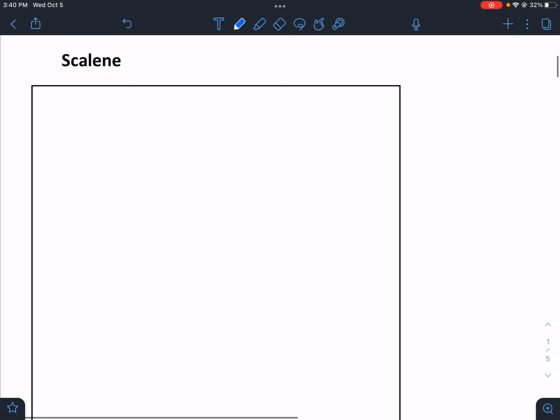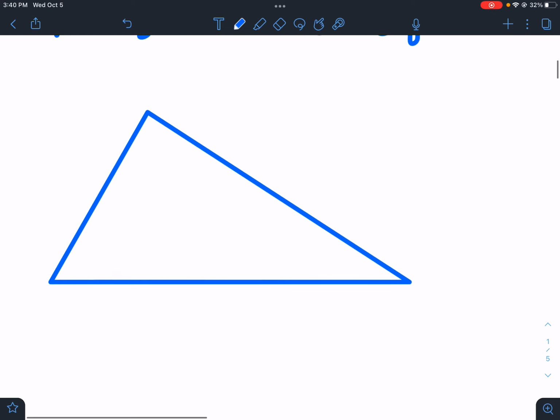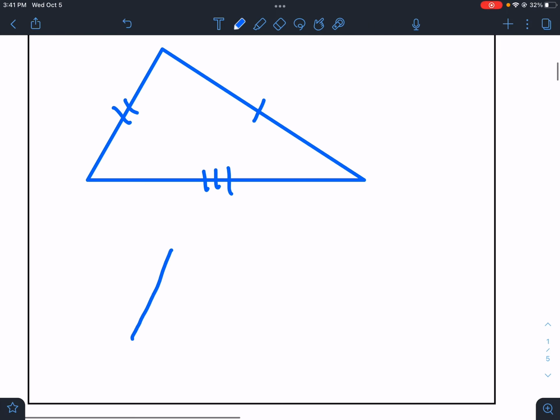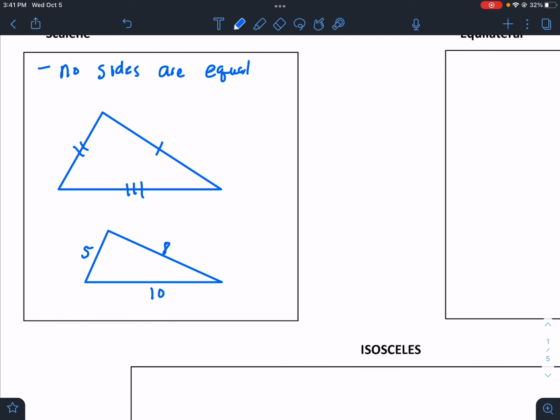The first one is scalene, and a scalene triangle means that they have no equal sides, or no sides are equal. So how could we draw that out? Well, if I have a triangle here and I wanted to show someone, hey, this is scalene, I could use different tick marks here, right? If I saw that, I'd call that a scalene triangle. Or I could put just numbers on there, right? If I call this like 5, call this like 8, call this 10, 3 different side lengths. So if a triangle is scalene, then I know for sure that it has no equal sides. That's what it means. That's all you got to know.